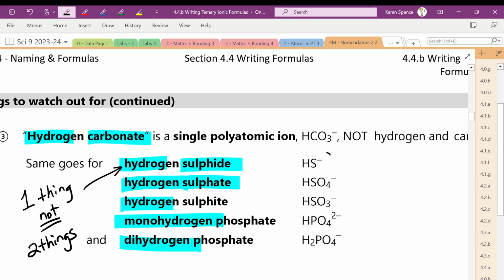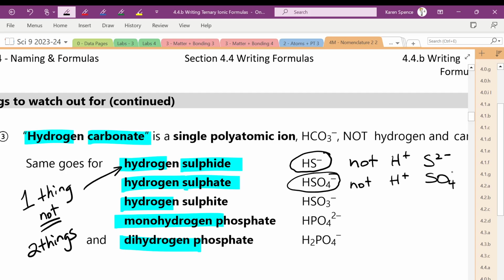Hydrogen sulfide is HS minus. It is not H plus and S2 minus. Hydrogen sulfate is one thing, HSO4 minus. It is not H plus and SO4 2 minus. So if you think you're trying to cram three different ions together, then I want you to consider that you probably have one of these.